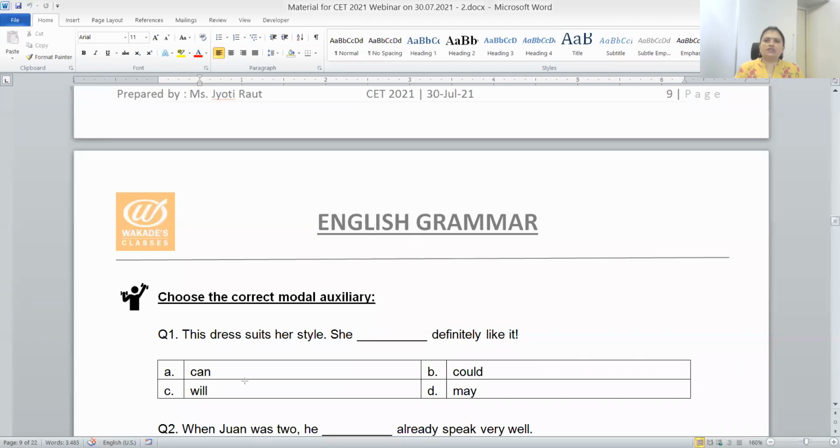Very good. It is option C, children. Will. Will is your right answer. Sometimes, children, there may be two particular modal auxiliaries which you feel are suitable in that particular blank. But children, you will have to choose the most appropriate one there. Okay. Sometimes some sentences can get slightly confusing.